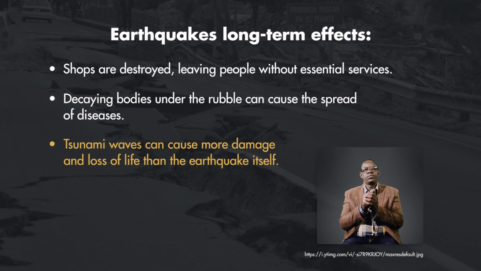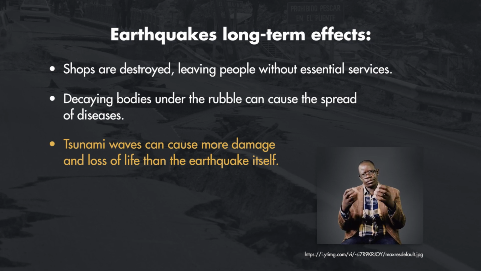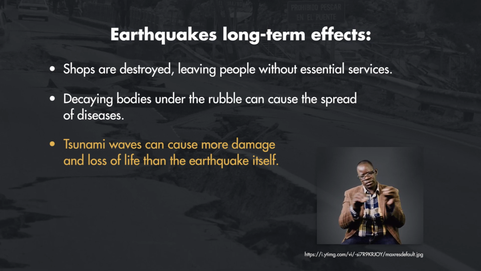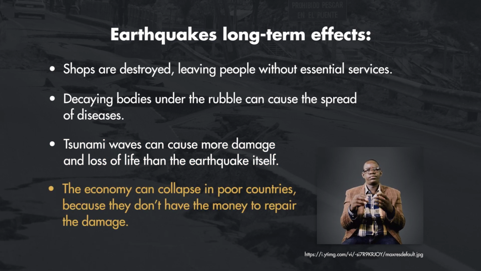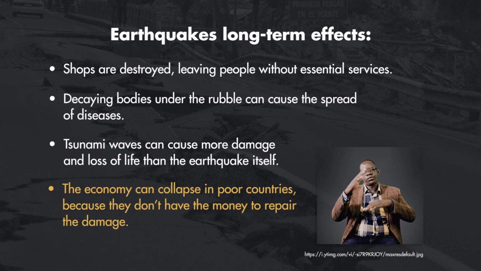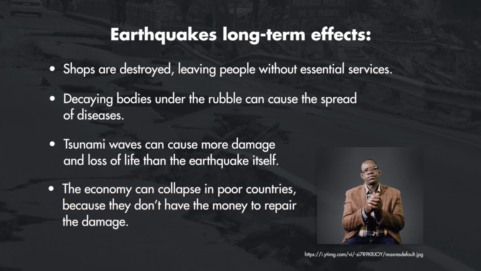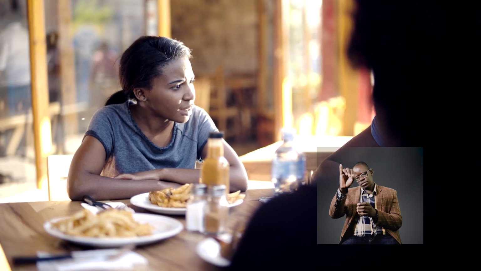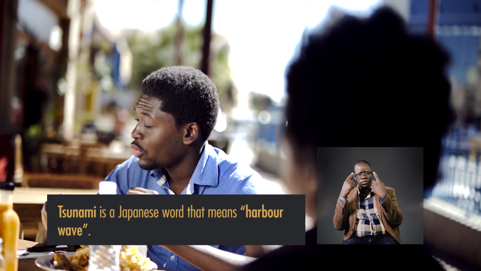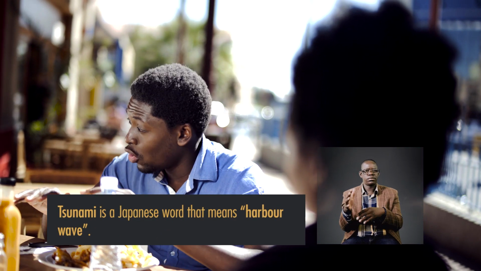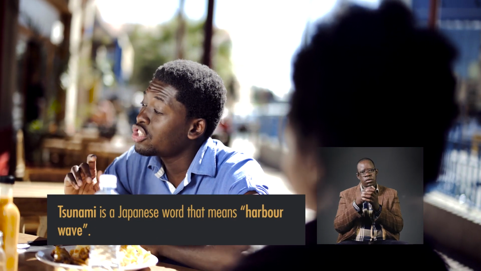Tsunami waves can cause more damage and loss of life than the earthquake itself. The economy can collapse in poor countries because they don't have the money to repair the damage. You once mentioned something about tsunami. How do you link a tsunami to an earthquake? Tsunami is actually a Japanese word, meaning harbor wave. When an earthquake happens on the sea floor, the energy travels through the water causing waves.